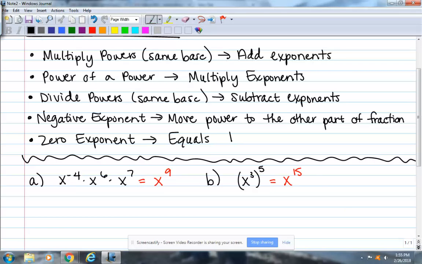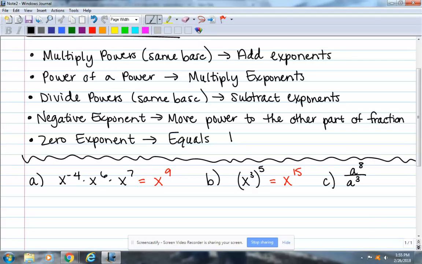Okay, let's do another simple one. A to the 8th power divided by a to the 3rd power.